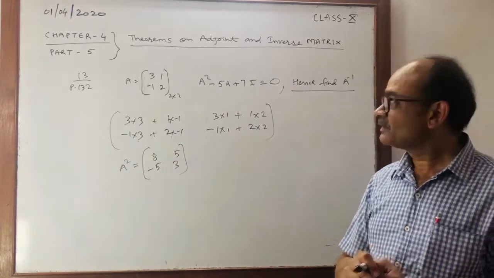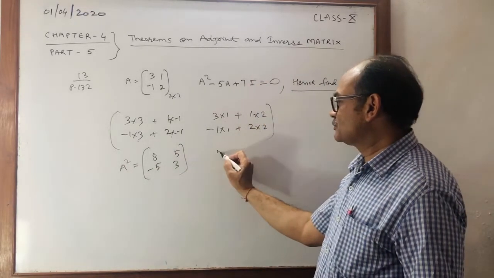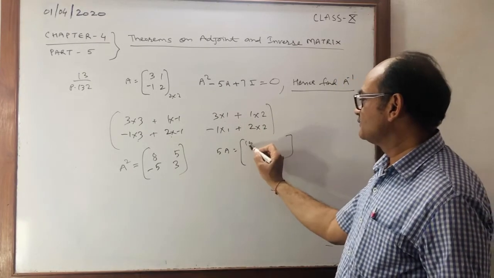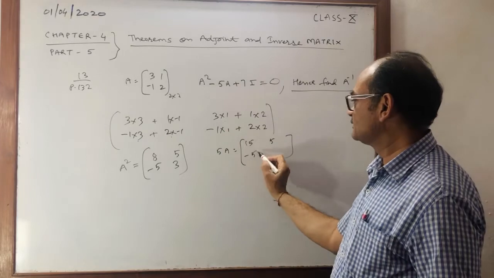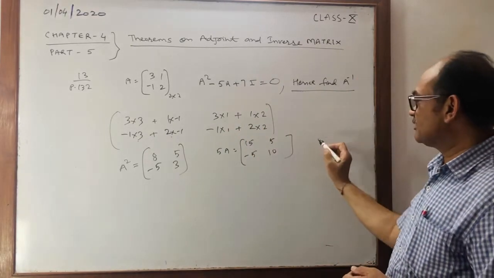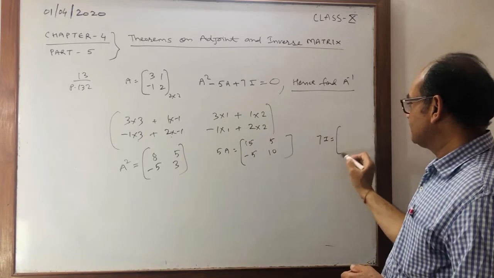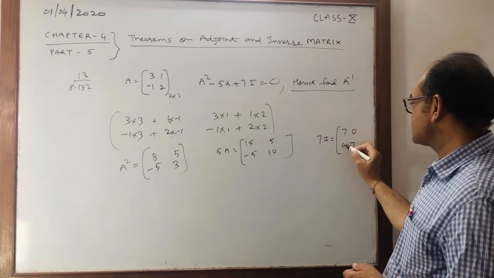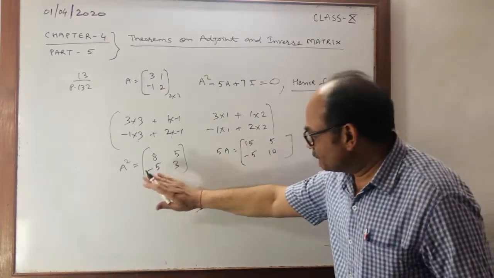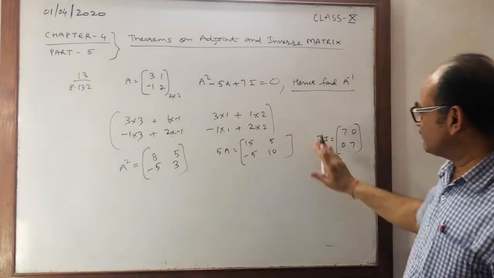Clear? Minus 5A. So 5A value is, you have to write 5 times each element, that is the value of 5A. And the last, 7I. 7I means only diagonal 7, 7, other numbers zeros. So we have all the 3 things: first A square with us, 5A with us, 7I with us.